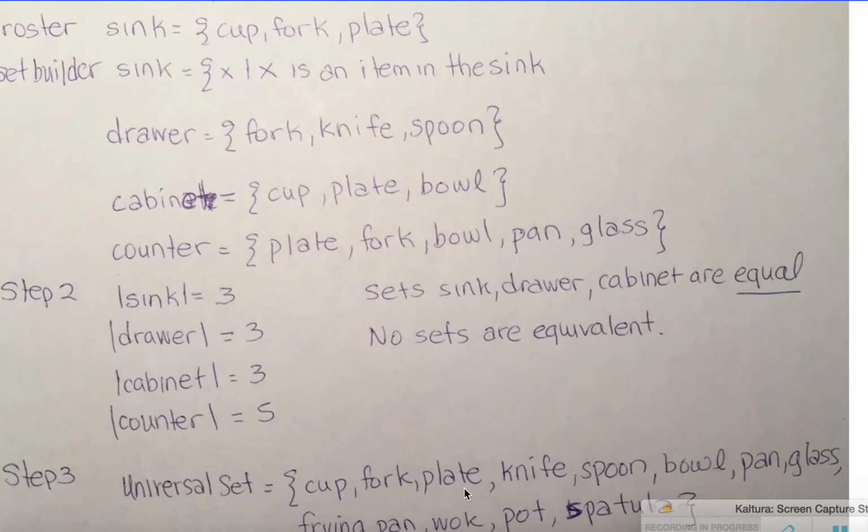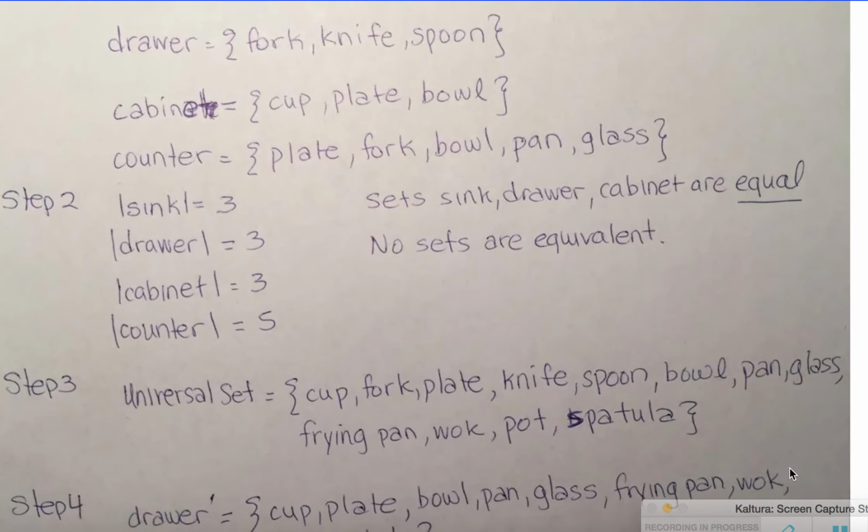So cup, fork, plate, knife, spoon, the extra 2 items from here. And then we have cup and plate are already in, so just add bowl. And then we add the plate is in, fork is in, bowl is in. We add the pan and the glass right here, as you can see. And then I can just list other items found in a kitchen, which are not included in my 4 sets, just to make it more general. The universal set is a universal set.